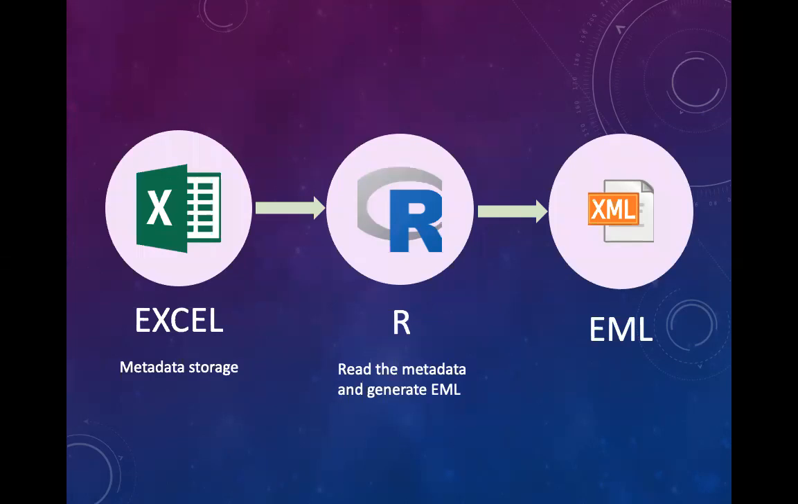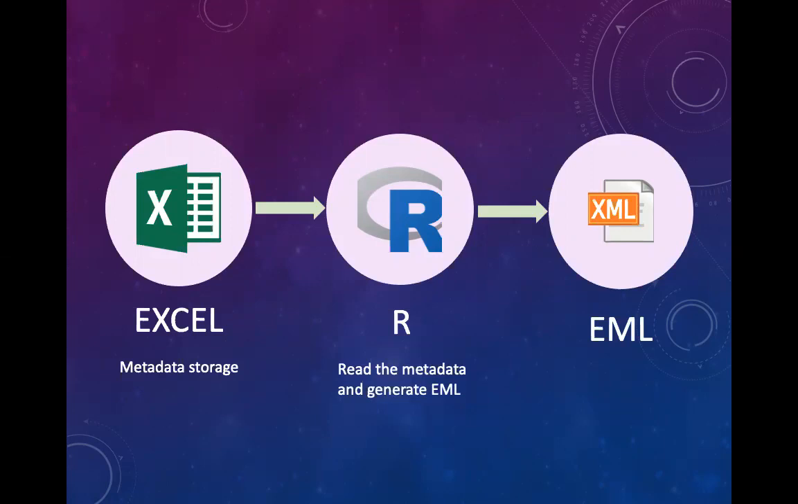So there are two main functions here. One is that the R code will read all the contents from the Excel workbook and push them into an EML generation workflow and generate EML out of it. And the second function of the R code is a smart detection function. This smart R script can detect the format of the CSV or text file that you're about to publish.